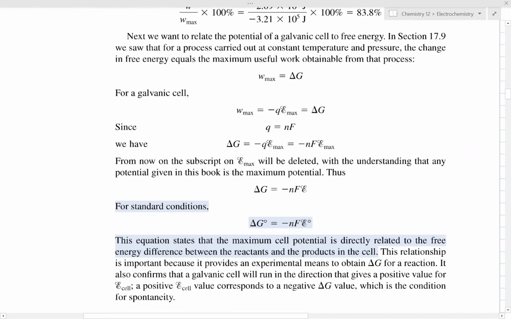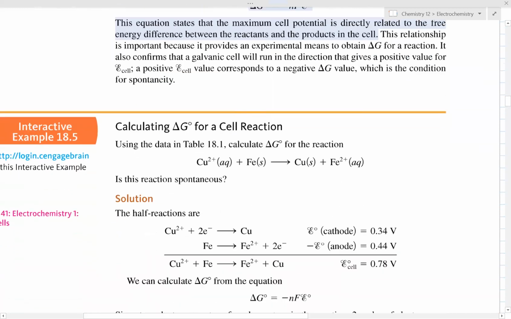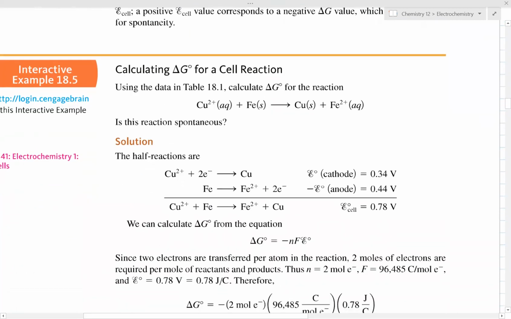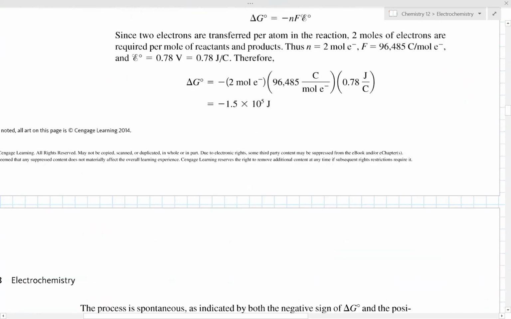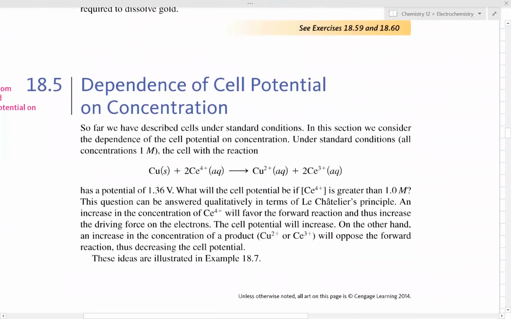Delta G naught is equal to negative n, which is the number of moles, F is Faraday's constant, and E naught is the voltage at standard conditions. Now, on the bottom of page 851, they give you a sample question of how you can use this formula. On page 852, they talk about the dependence of cell potential on concentration.